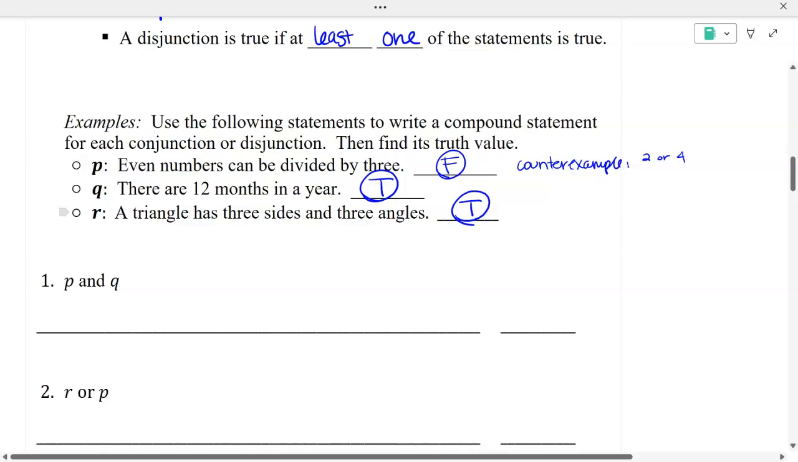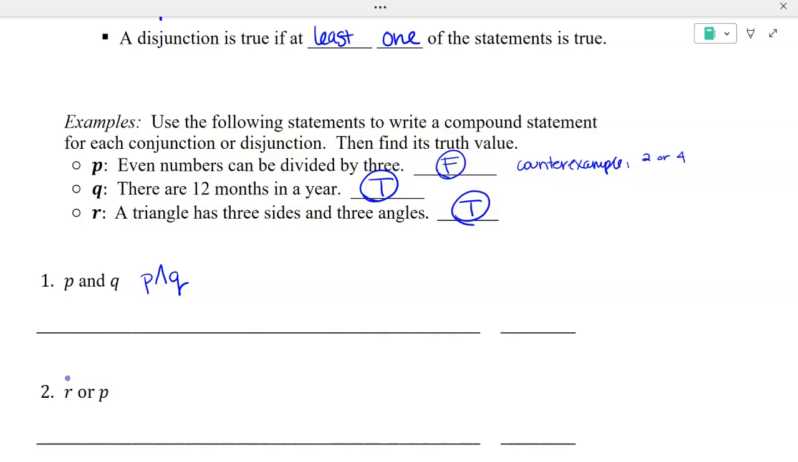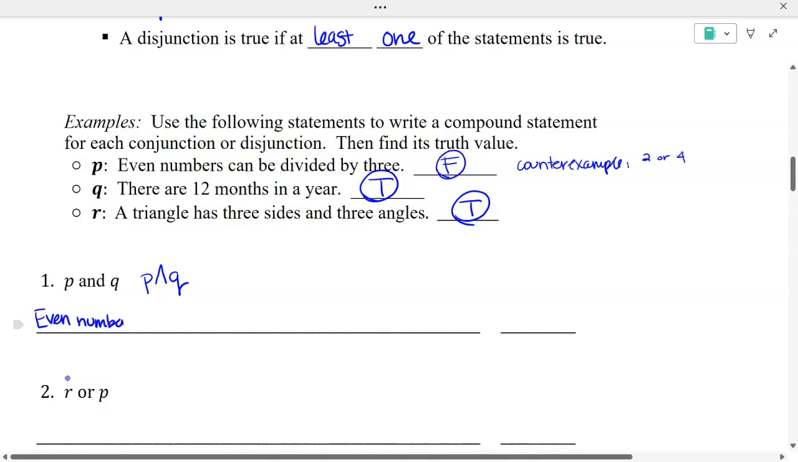So now let's go through writing some compound statements. So the first one, we have P and Q. And if I'm going to write that in symbols, it would be P and then that upside down V and Q. And if I wanted to write this compound statement or conjunction together, again, I'm going to use my original statements and just join them with the word and. So I can say even numbers can be divided by 3, and there are 12 months in a year.